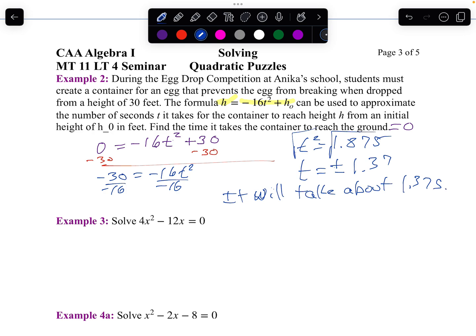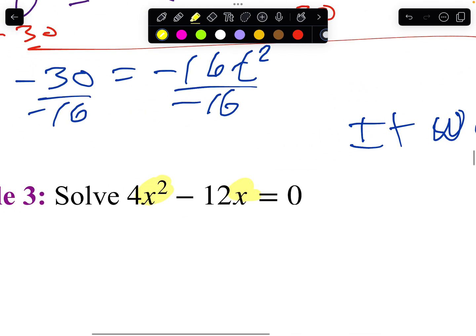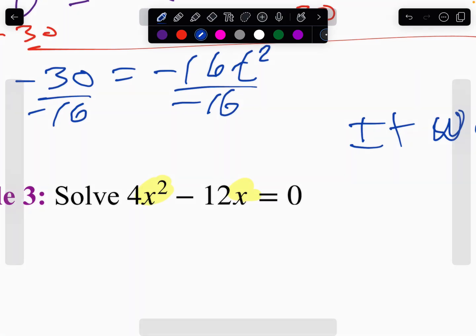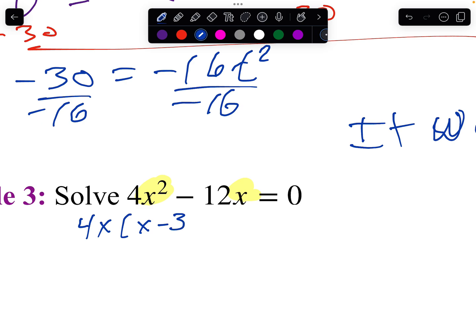Now in example 3, we're going to go back to what we did at the beginning of the lesson. I can't take the square root because I have an x squared and an x. So what do I do? Well, I make sure it equals 0, because we want to use the zero product property. I can factor 4x out, can't I? So 4x times x minus 3 equals 0.